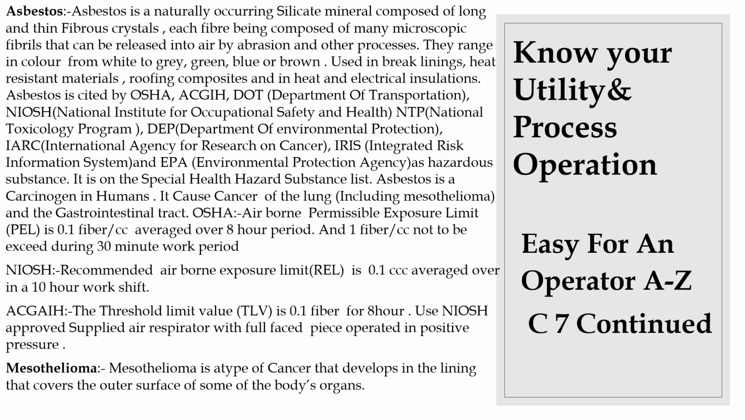Now we can see another important chemical used in industries, asbestos. Asbestos is a naturally occurring silicate mineral composed of long and thin fibrous crystals, each fiber being composed of many microscopic fibers that can be released into air by abrasion and other processes. They range in color from white to gray, green, blue, or brown. Asbestos is used in brake linings, heat resistant materials, roofing composites, and in heat and electrical installations. Normally, asbestos is used in insulation, also in roofing composite in the household.